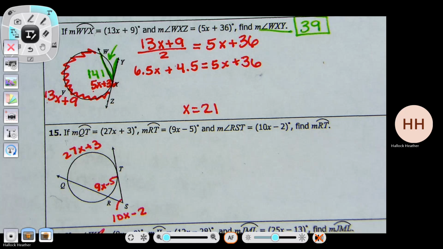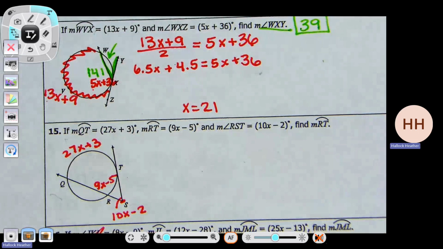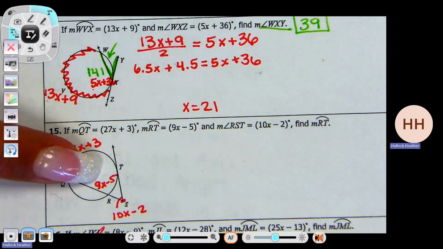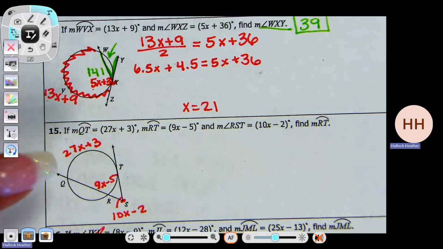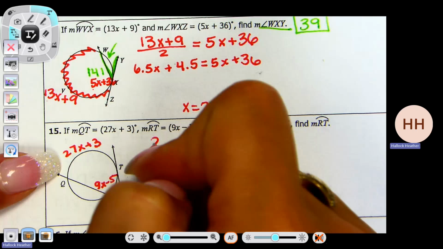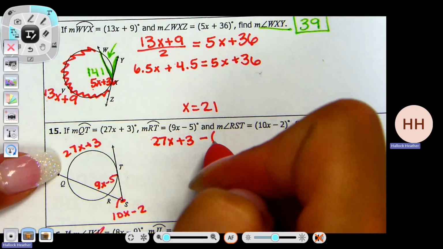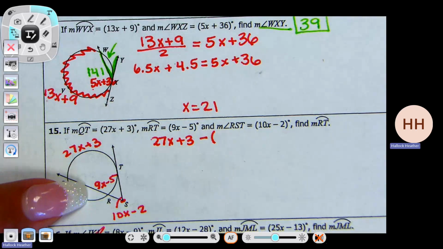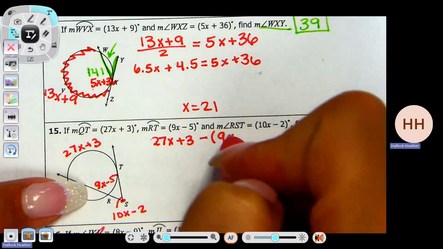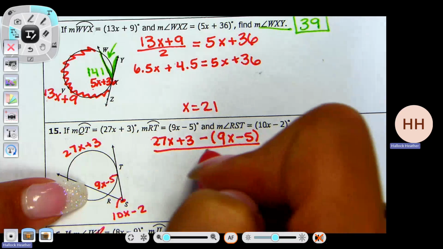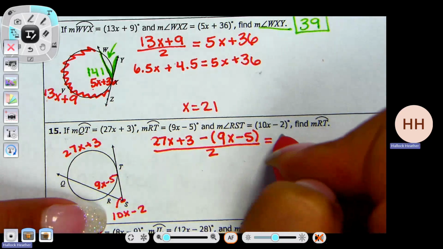So we're going to subtract because the point where they cross is on the outside. So we're gonna take big arc, minus small arc, divide it by 2 because the arcs are always getting divided by 2, and it's equal to the angle. So it's gonna look a little crazy, but it's okay. 27x plus 3, and then I'm minusing small arc. So this is the little trickster. We did this yesterday. You're minusing everything in the small arc. So you do have to be careful. This is the only problem that does this on this paper. Divide by 2, and then it's going to equal the angle on the outside.